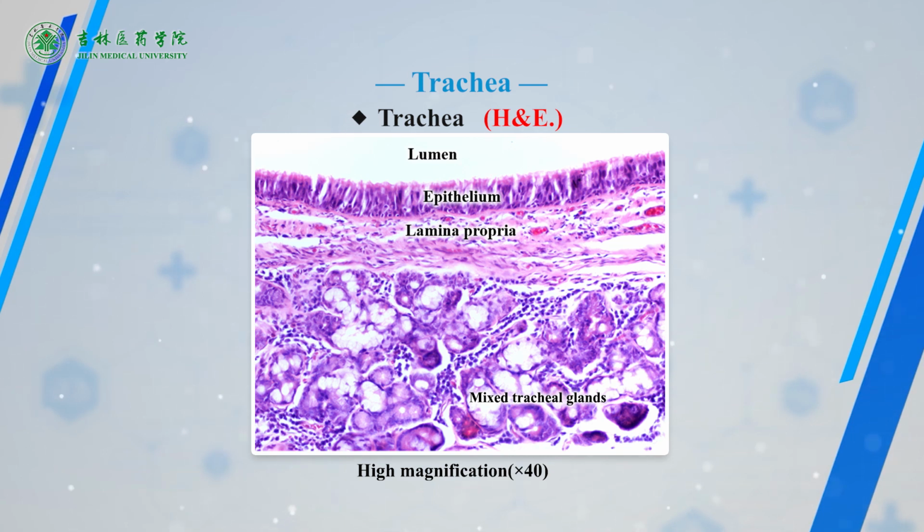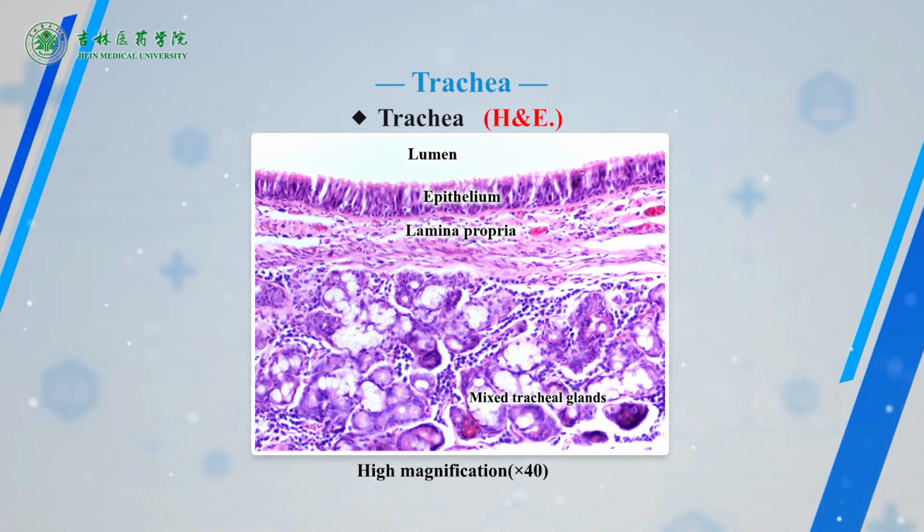The epithelium of the mucosa is pseudostratified ciliated columnar epithelium with some goblet cells. The epithelium is connected with the underlying connective tissue through a distinct basement membrane. The lamina propria contains many longitudinally and transversely sectioned elastic fibers, blood vessels, and nerve fibers.